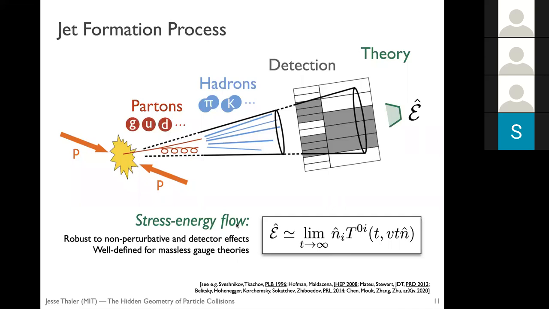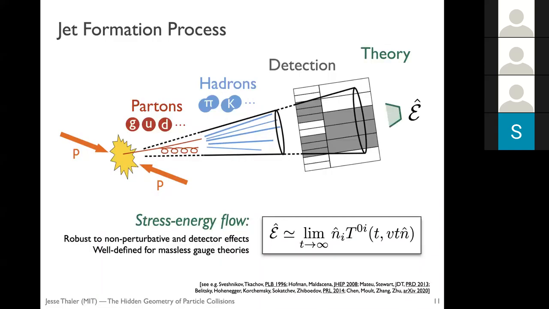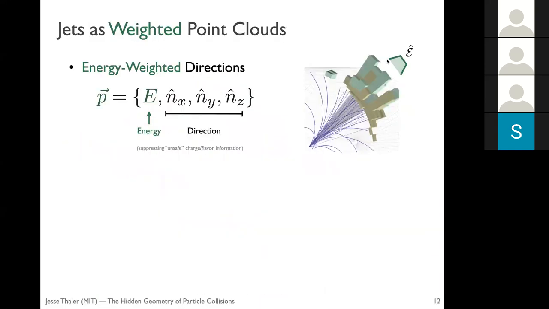And what that means is that instead of having a generic point cloud, that is, instead of having a data structure like this, what we have is a weighted point cloud where we only study the flow of energy and we suppress charge and flavor information. So the data structure that we have is our standard four momenta, but we're going to separate this into a direction, represented by these purple lines, and then the amount of energy, represented by these calorimeter deposits. And we're not going to consider charge and flavor information because that's not well defined for massless gauge theories. So we're going to focus on the things that are most robust.